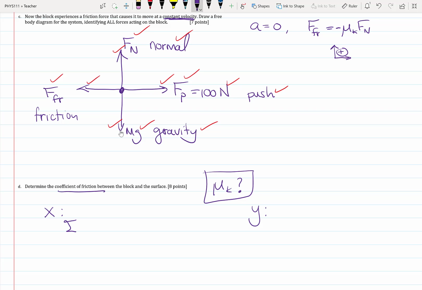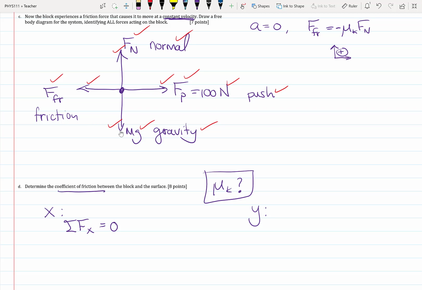So the sum of the forces in the x direction equals 0. How do I know that? Well, they told us that it's constant velocity. Therefore, the sum of the forces is equal to ma, and remember the definition of acceleration is the change in velocity over the change in time. So if the velocity is not changing, guess what? The acceleration is 0. So you can see that's why we have the sum of the forces equal to 0. It's a Newton's first law situation.